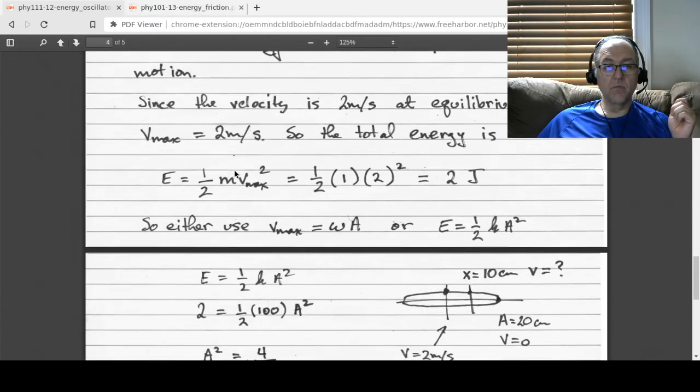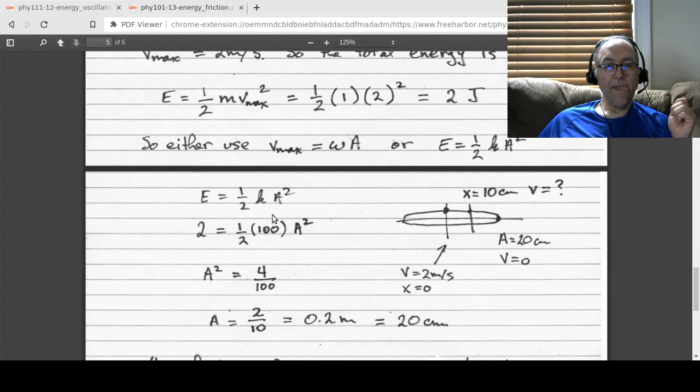So over here, we set E equal to 1/2 K A squared. E we know is 2 joules because it's 2 joules everywhere. Here we calculated at equilibrium, but that formula applies to the endpoints, and that's okay because energy is conserved, so it's the same E. 1/2 K is 100 newtons per meter, so there's the 100, times A squared, and then it's just some simple algebra, and you find that A is going to equal 0.2 meters, or 20 centimeters.